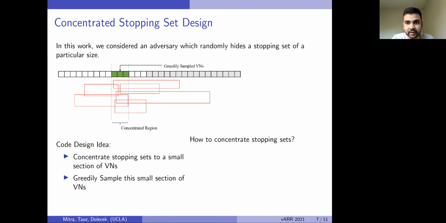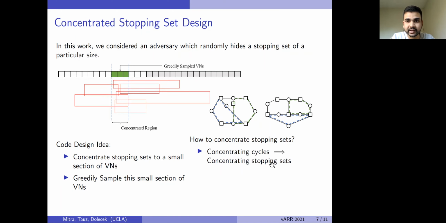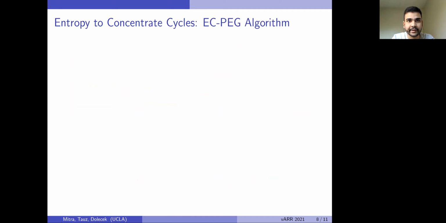So the question is, how do we concentrate stopping sets in an LDPC code? We know that stopping sets are interconnections of cycles. Hence, we concentrate cycles to concentrate stopping sets. And we concentrate cycles by modifying the well-known progressive edge growth algorithm, which is a known algorithm in coding theory literature to design LDPC codes. And we call our algorithm the ECPG, or the entropy constraint progressive edge growth algorithm, and we use entropy as a measure to concentrate cycles.